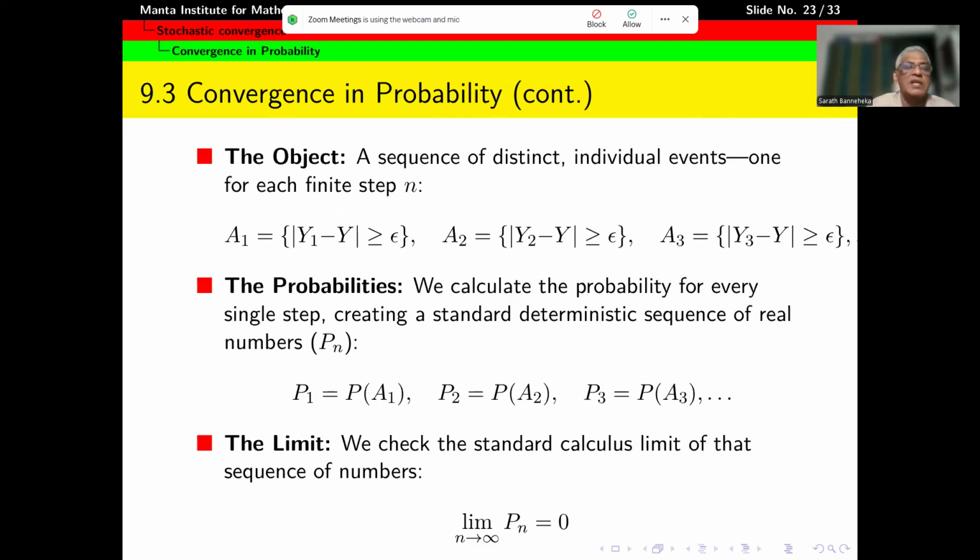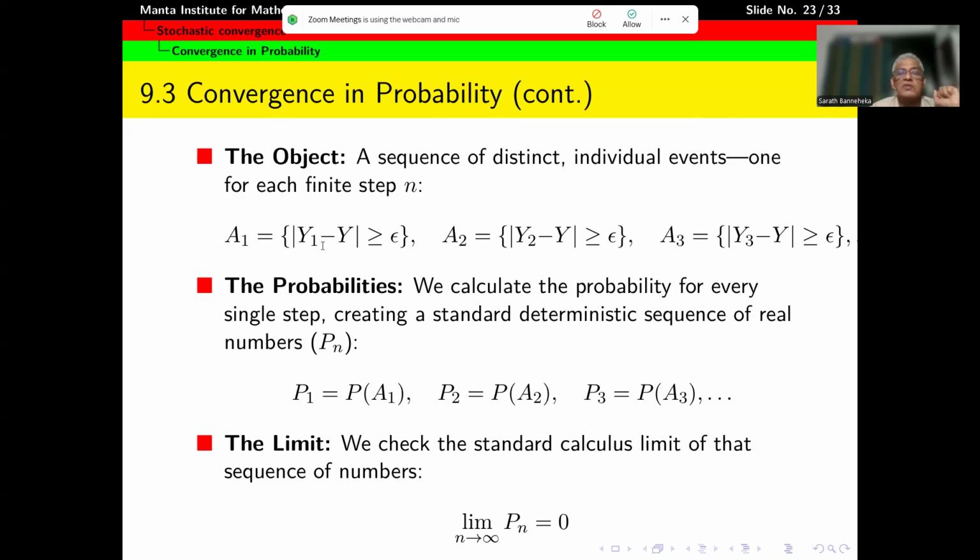So we can explain it like this also. Let us consider, let's say A1 is the set of omegas. That is, omegas means set of simple omegas, outcomes in the sample space. Right. So let's say A1 is the set of outcomes in the sample space, so that absolute y1 omega minus y omega is greater than or equal to epsilon. A2 is the set of simple omegas in capital omega, such that absolute y2 omega minus y omega is greater than or equal to this selected epsilon, and so on.